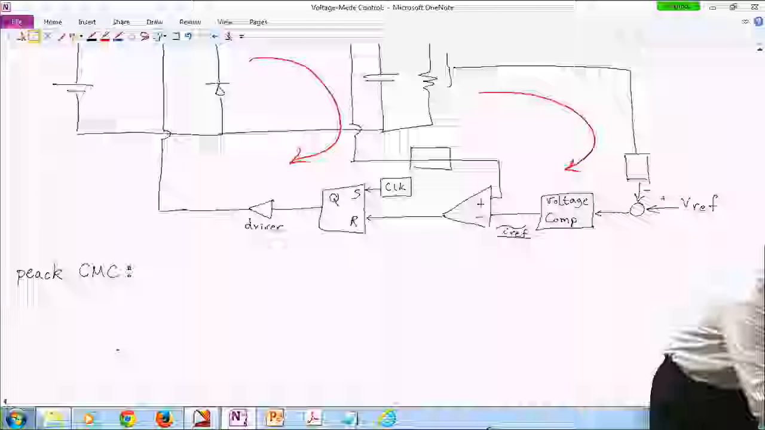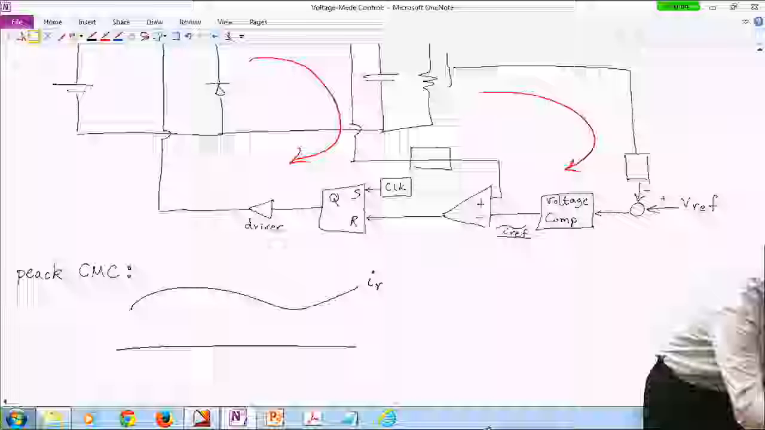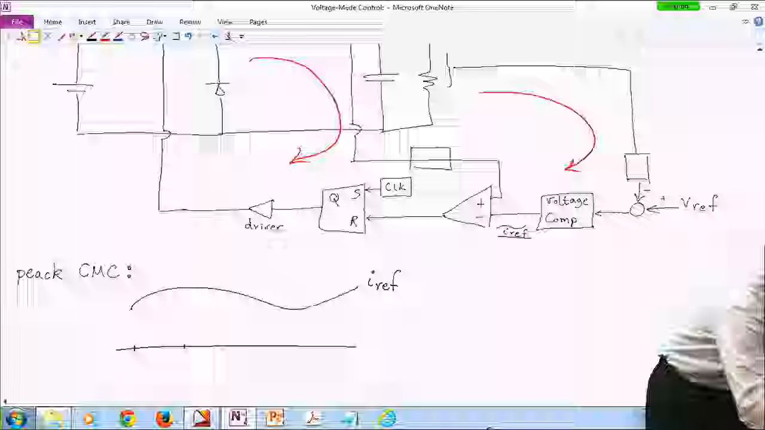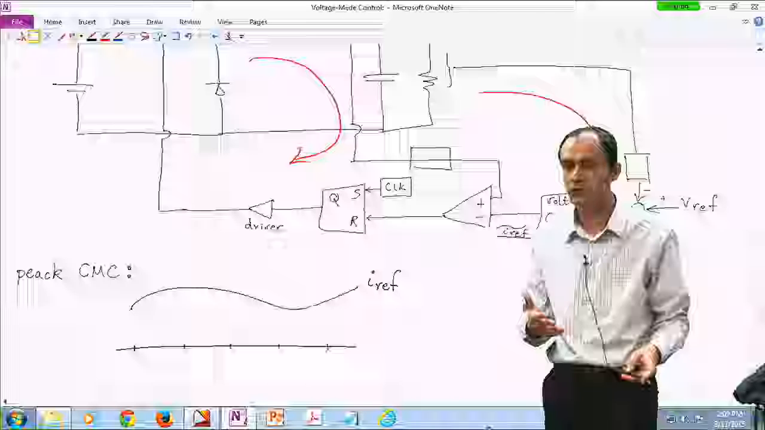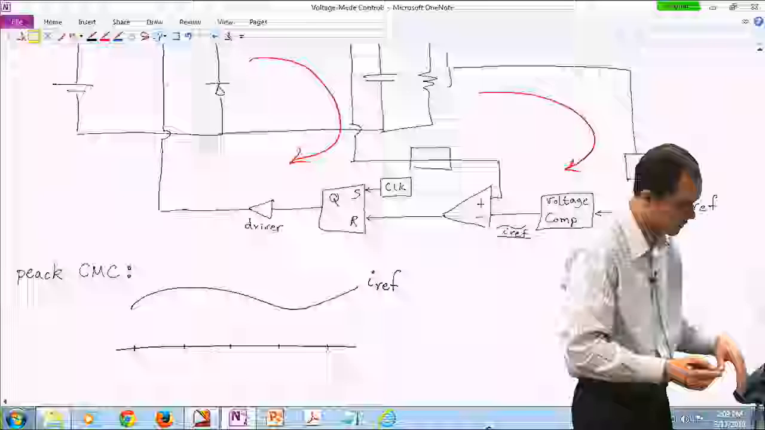So let's say this is your IREF, and these are the switching cycles. Now, this is an exaggeration. The output of the compensation network does not change this fast compared to the switching cycle. This is just an exaggeration. So let's say this is the inductor current.